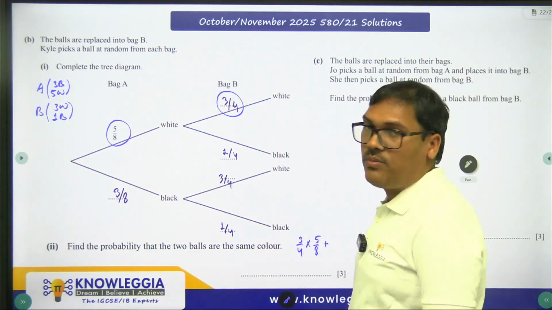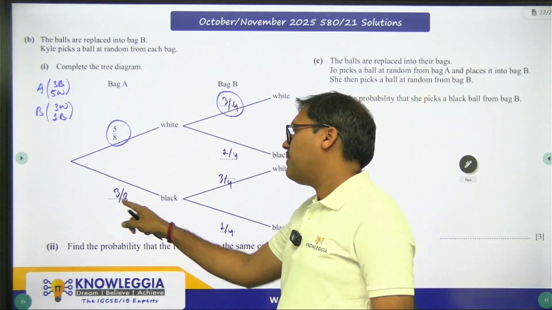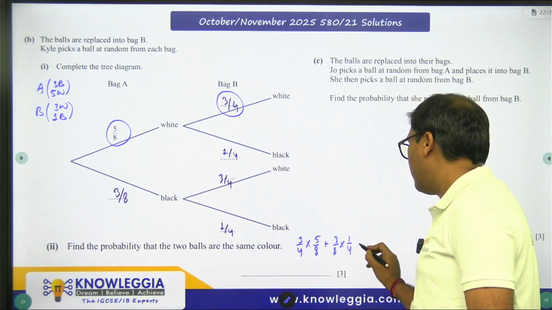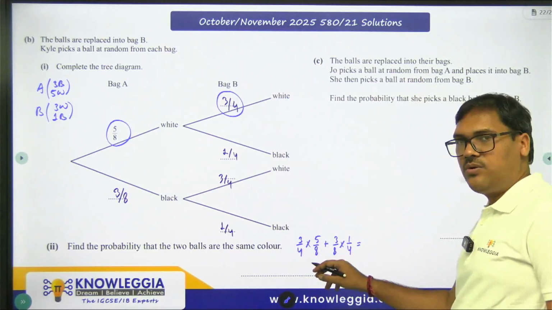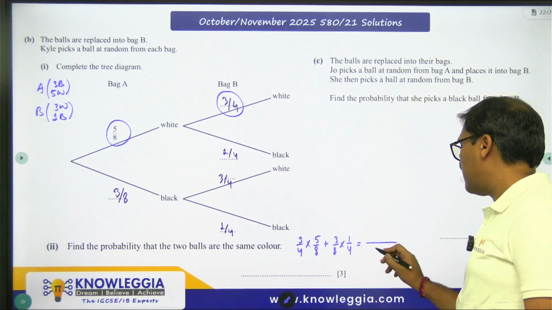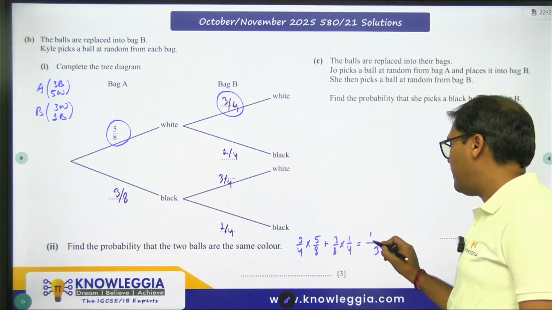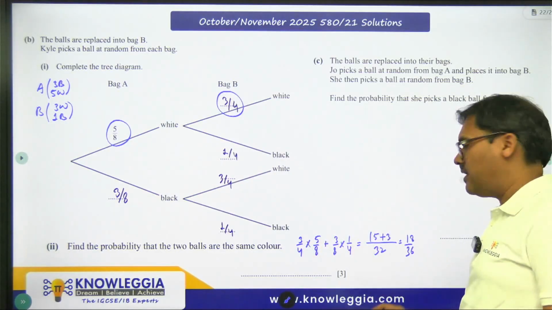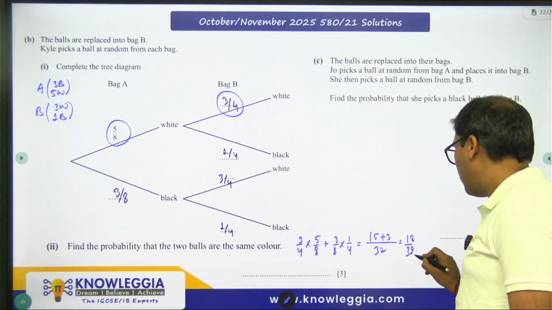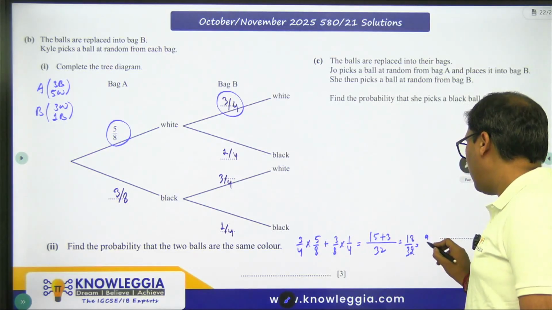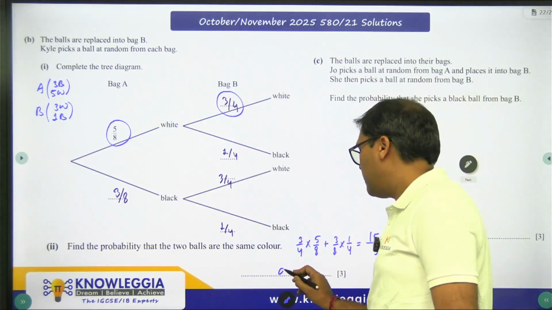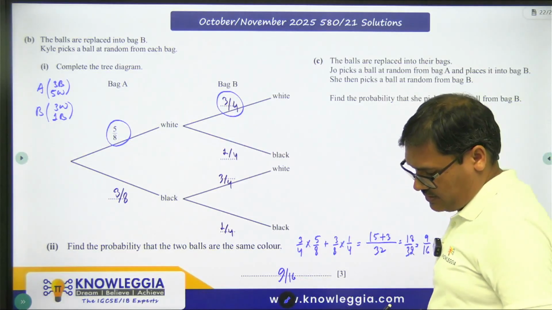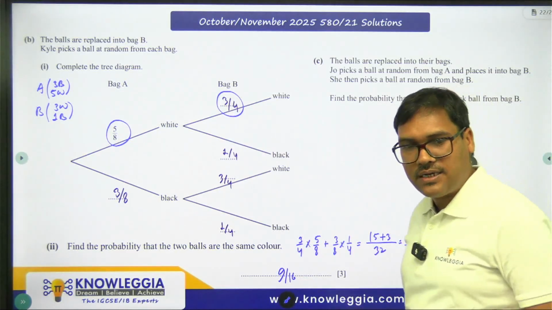Correct? And what is the probability of getting black? So this is 3 by 8 into 1 by 4. You can clearly see the denominator here is 32, and here also the denominator is 32. And what is this? This is 15 plus 3, which is 18 by 32. There is a common factor of 2, so this is 9 divided by 16. So the probability is 9 by 16. You can see 18 by 32, that is the correct answer. Okay.